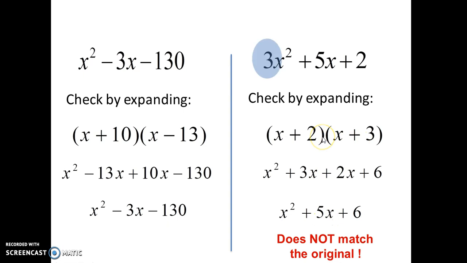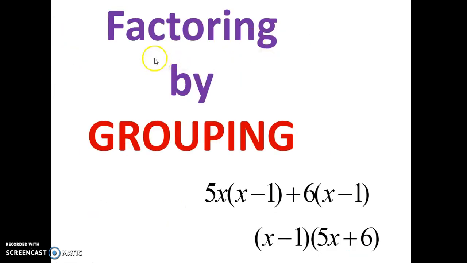So something went wrong. The reason for that is this a value is not 1. All right, the technique we used before only works when a is 1, like this one. But here, when a is not 1, it doesn't work. We have to do an extra step. That extra step is called factoring by grouping, and that's what we're going to look at a few examples now.